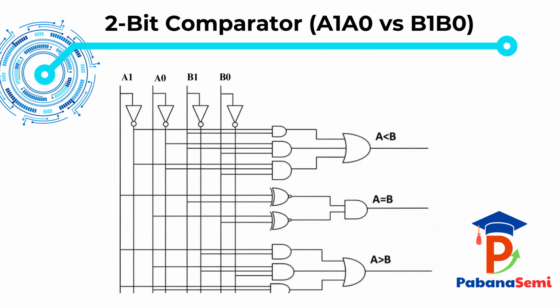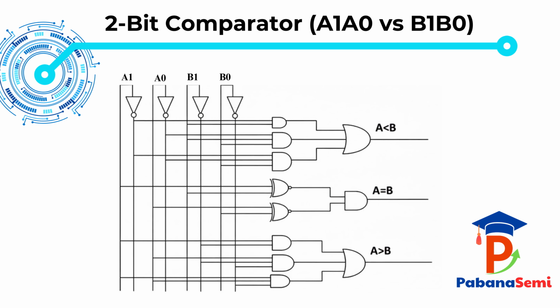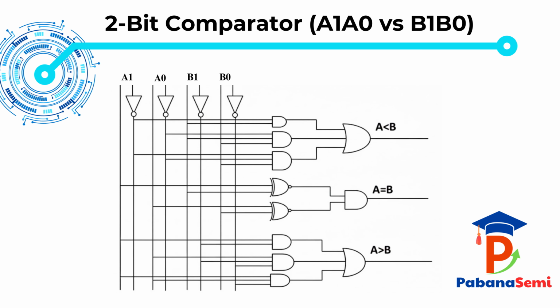Now let's analyze the complete gate-level implementation of a 2-bit comparator. We are comparing two 2-bit numbers, A1 A0 and B1 B0. At the top, you can see inverters generating the complements of each input, A1 bar, A0 bar, B1 bar, and B0 bar. These are required to build the greater than and less than conditions.